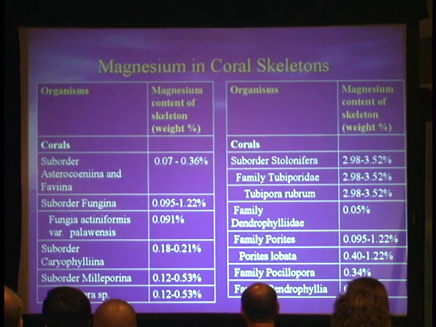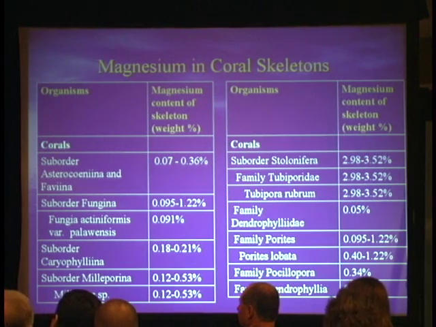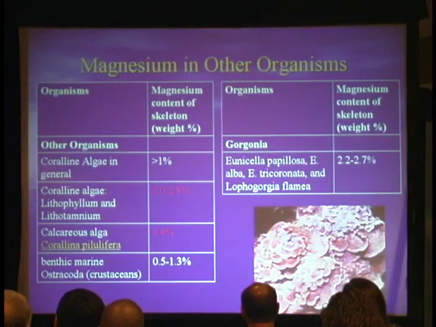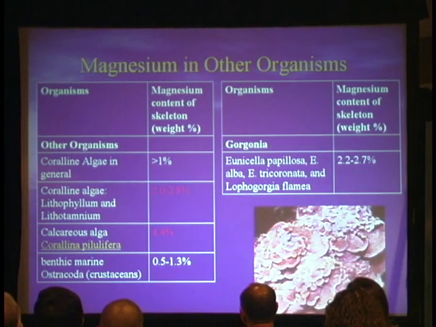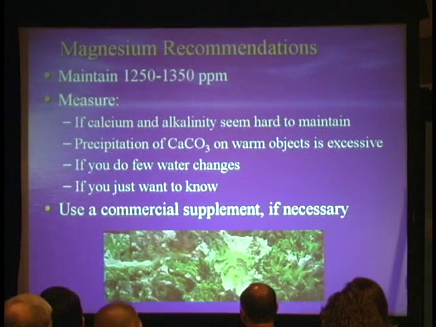Coralline algae takes out a very large amount. For reasons that are well understood, it's actually not precipitating aragonite, it's precipitating a magnesium calcite. But those will take out magnesium more rapidly. So the amount of magnesium demand in different aquaria varies quite a bit. This slide is just showing the high levels in coralline algae, up to 4% or more of the skeleton.